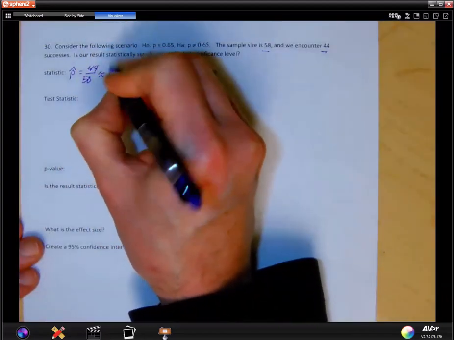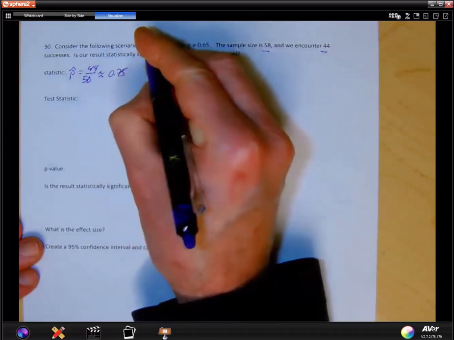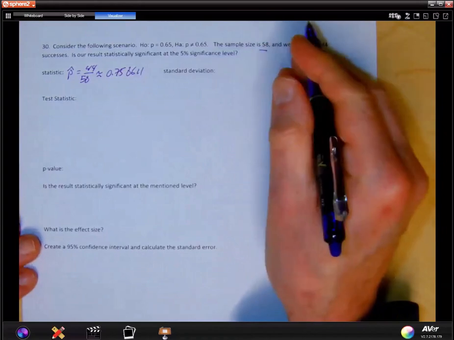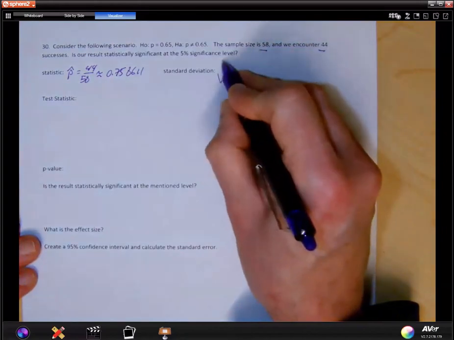which is approximately 0.758611. Okay, great. And now I'm just going to keep going through all these, and you can speed me up, and I'll stop talking.